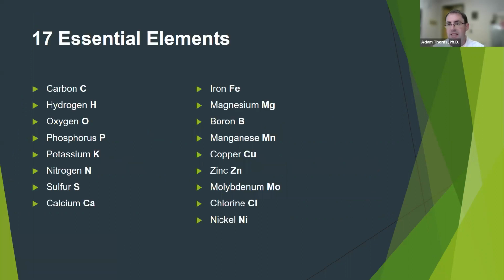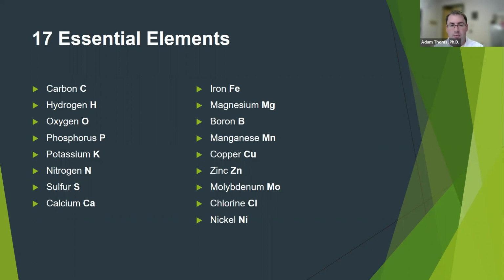So let's go ahead and get started right away and discuss some of the basics of what we're going to cover. Obviously, anytime we talk about plant soil interactions, we have to talk about what's necessary for plant growth and what drives plant growth. And that's elements. There's 17 essential elements for plant growth, as most people know.